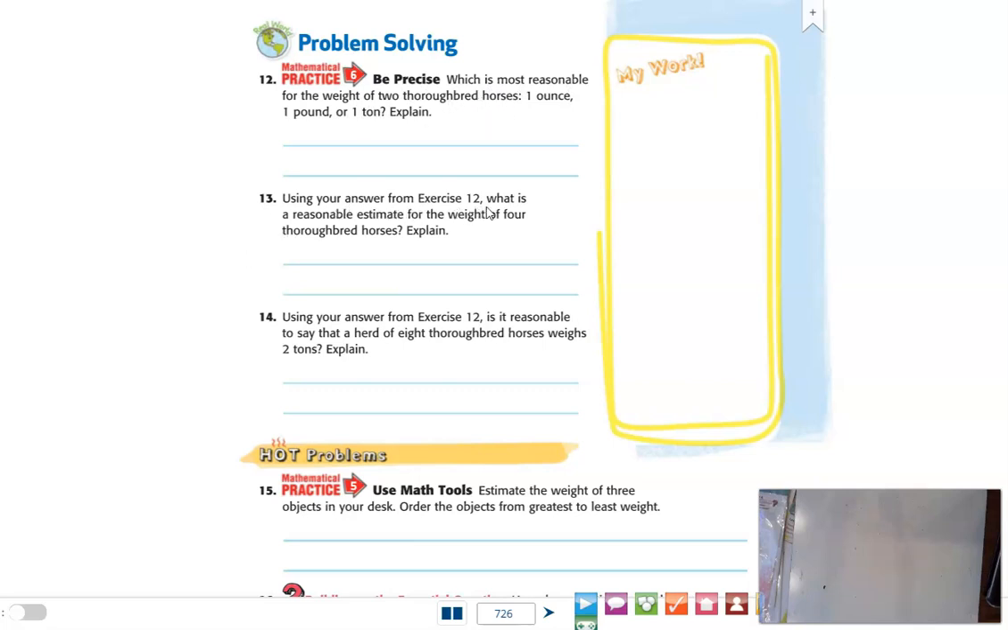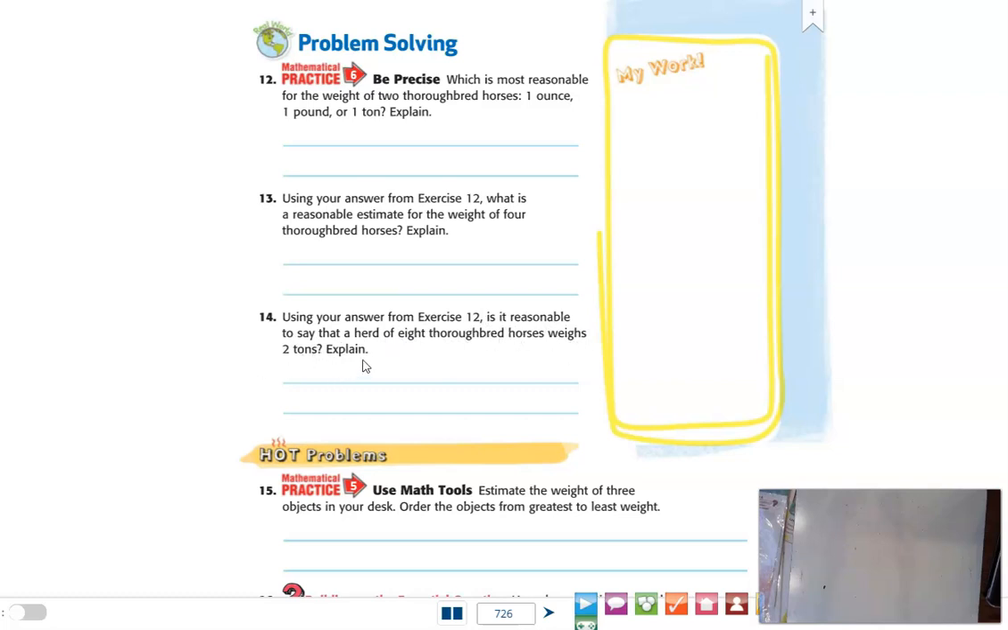Using your answer from exercise 12, what is a reasonable estimate for the weight of 4 thoroughbred horses? So if 2 horses is about 1 ton, how about 4 horses? How many tons would that be? The weight of 4 thoroughbred horses would be about blank tons. Is it reasonable to say the herd of 8 thoroughbred horses weighs about 2 tons?